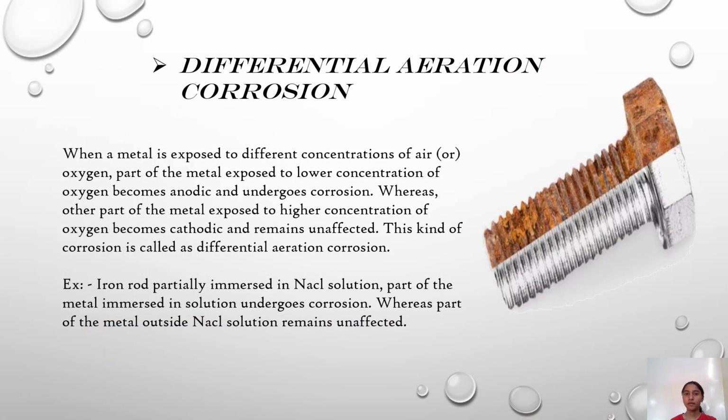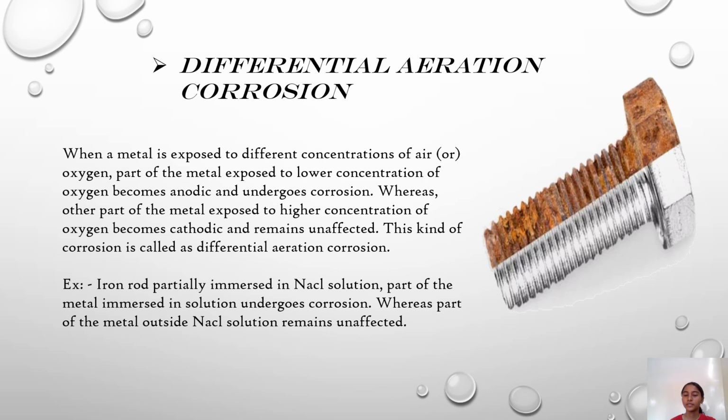Then the second type of corrosion is differential aeration corrosion. When a metal is exposed to different concentrations of air or oxygen, the part of the metal exposed to a lower concentration of oxygen becomes anodic and undergoes corrosion, whereas the other part of the metal exposed to a higher concentration of oxygen becomes cathodic and remains unaffected. This kind of corrosion is called differential aeration corrosion.